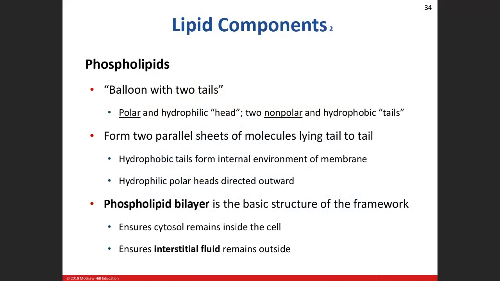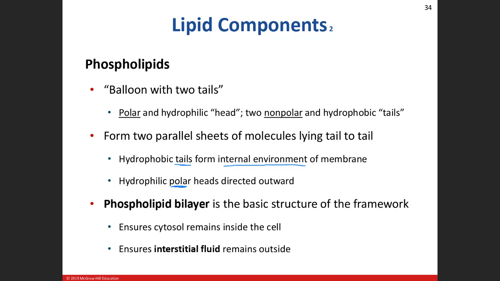So keep in mind, we call it the phospholipid bilayer, bi meaning two, so there's two layers of these phospholipids, and they are positioned tail to tail, heads on the outside of those tails. In those tails, we do have an internal environment of the membrane. We really won't talk about what goes on in there too much, so you're not going to have to worry about that. But our polar heads are going to be directed outward, and that's what's going to come in contact with our water.